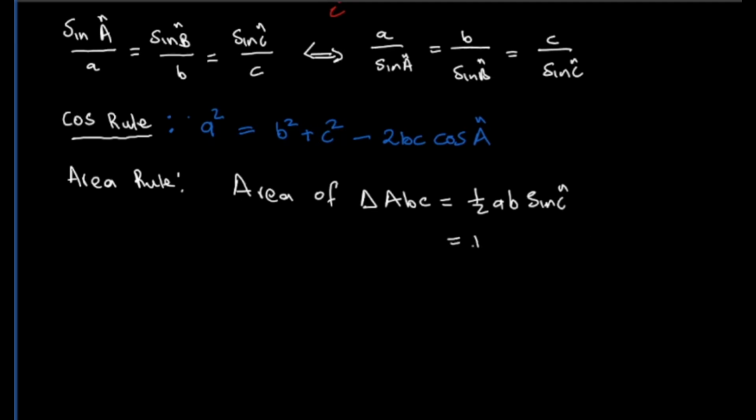So if I say 1 over 2 and I use b and c, you just have to check. I have b and c, so A is not there, so A will be the included angle. This makes sense, yeah? This can also be written as 1 over 2 of, let's say, a and c. Therefore, this tells you that B is the included angle.